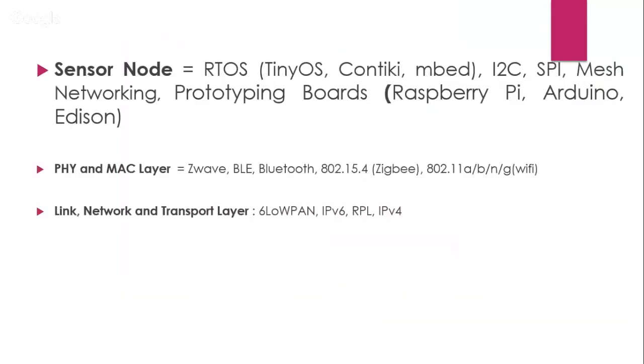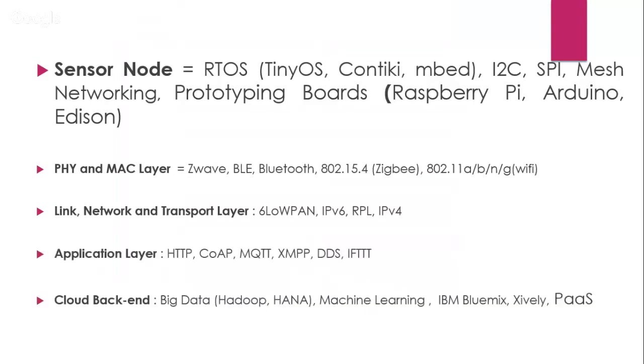As I explained, there are various levels in IoT. Each layer has its own technology. The sensor node can be linked to many technologies, such as RTOS, which is real-time operating systems, I2C protocols, SPI, mesh networking, and prototyping boards like Raspberry Pi, Arduino, and Edison. These belong to the physical layer and the sensor node layer, which are the first two layers of the IoT application. Any IoT application will use one or more of these technologies.